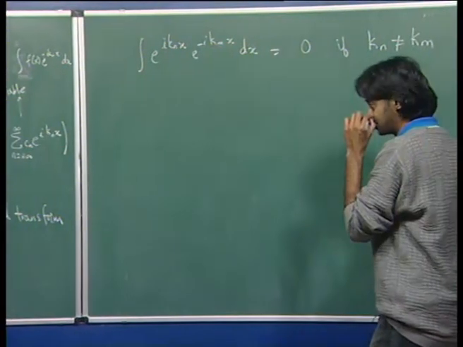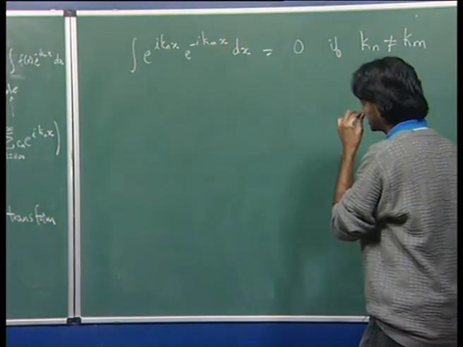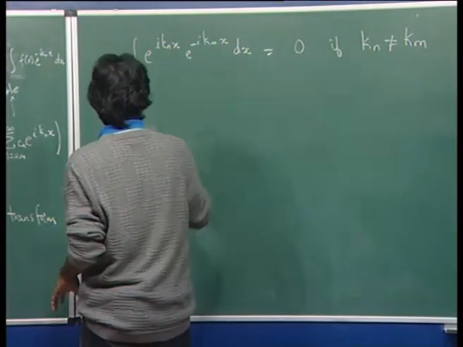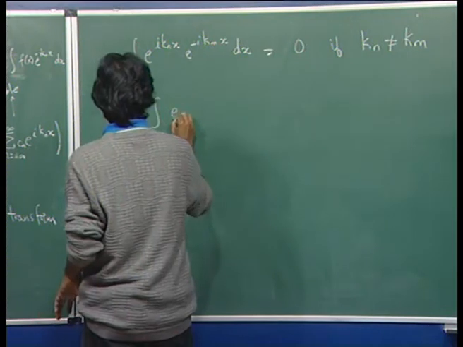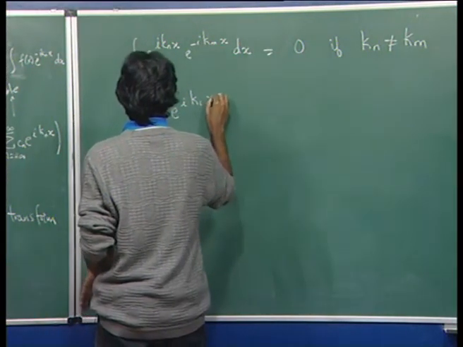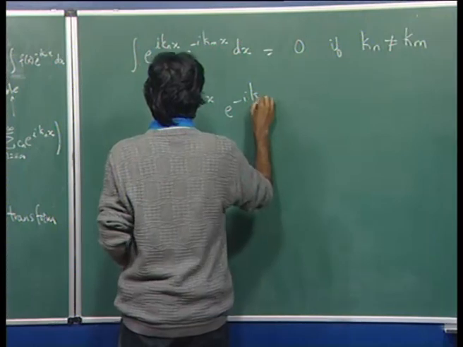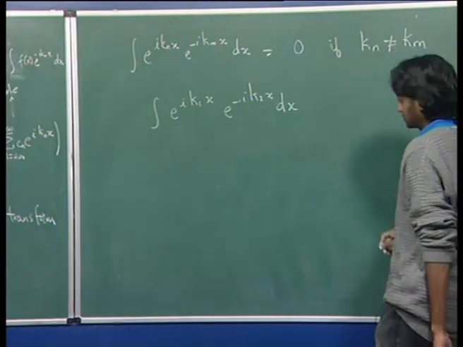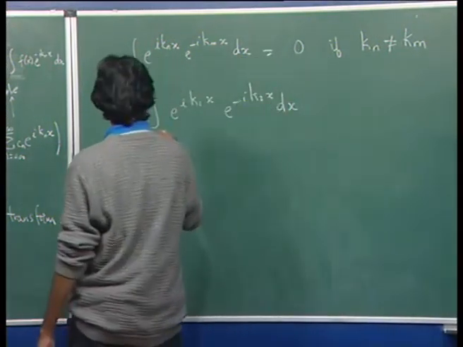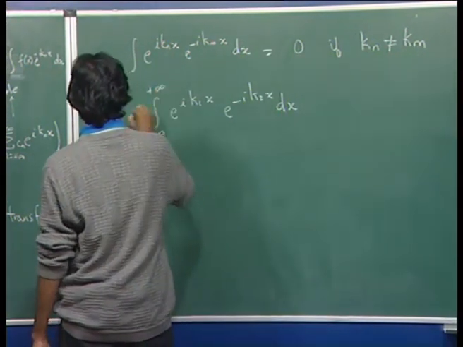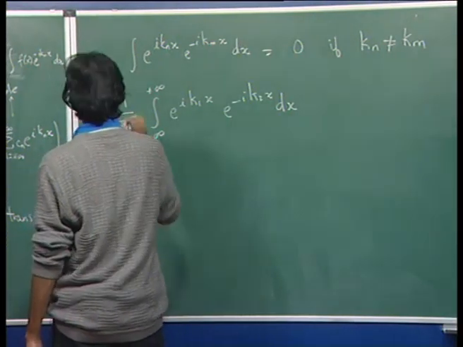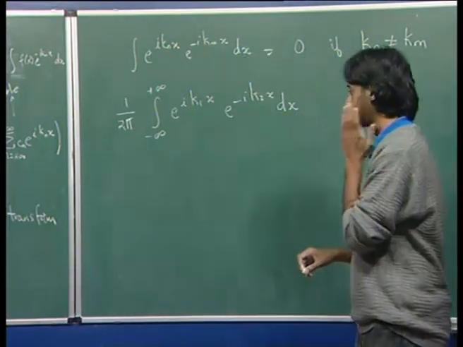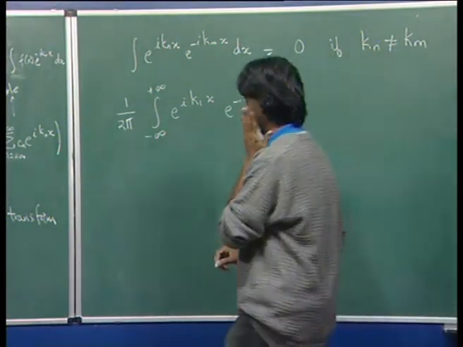Now for Fourier transforms, the orthogonality relation takes a slightly different form. In this case your k is a continuous variable, so it takes this form: the integral of e^(i k_1 x) e^(-i k_2 x) dx from minus infinity to plus infinity, and I will just put a 1 over 2 pi for now. One over root 2 pi.